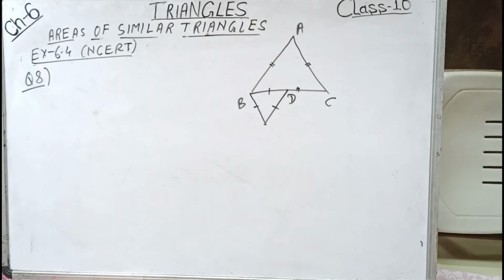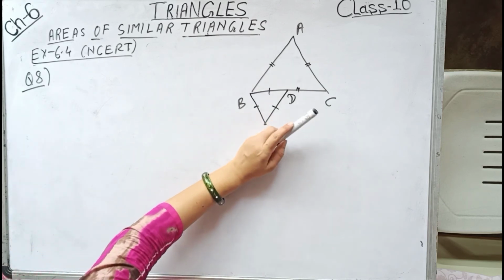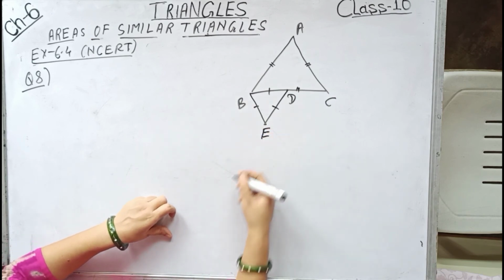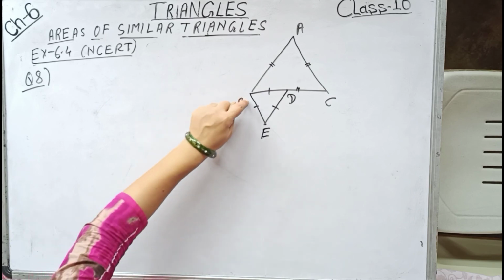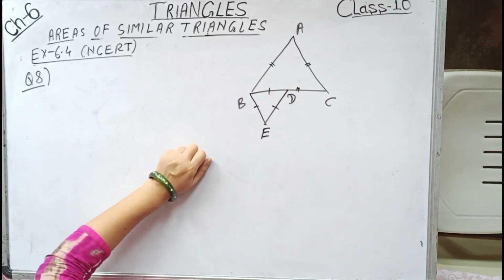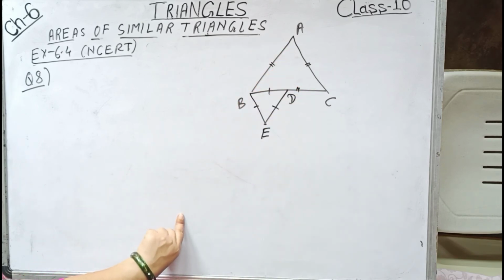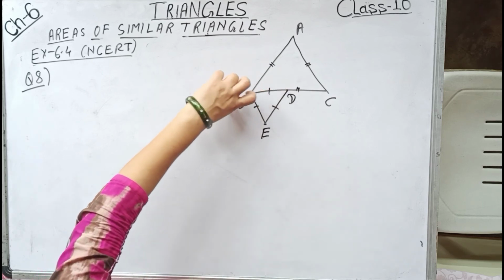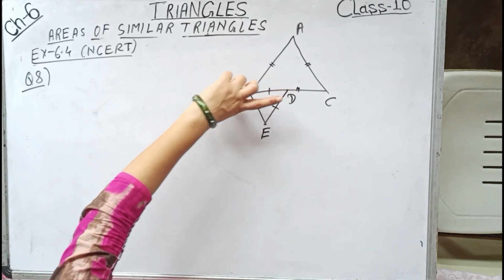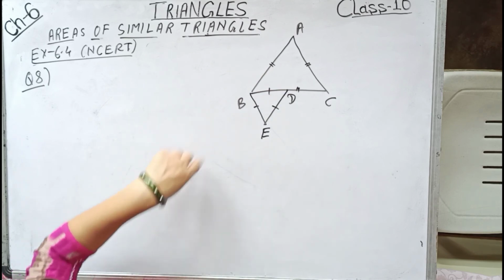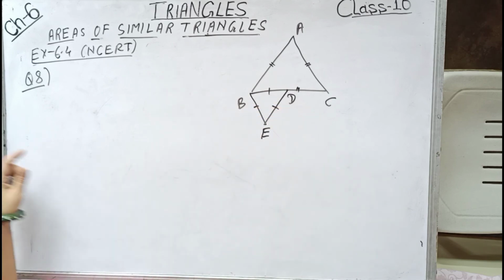Question number 8 is saying that triangle ABC and triangle BDE are two equilateral triangles. So BD equals DE equals BE and AB equals BC equals AC. So two equilateral triangles such that D is the midpoint of BC. Now D is given the midpoint of BC, so obviously BD will be half of BC. Now we have to find the ratio of the areas of triangle ABC and BDE.